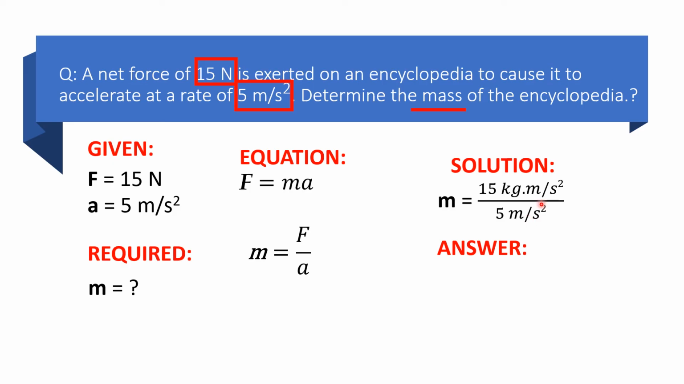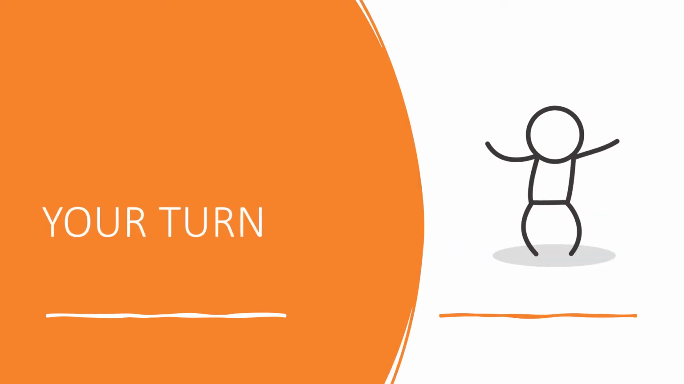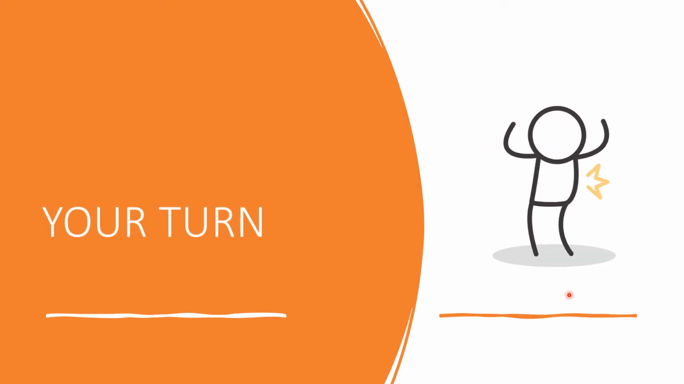As you can see in the problem, makakansel natin yung meter per second squared. So, cancel na natin yan. Kasi kung naka-Newton yan, we cannot cancel the unit, unless alam nyo na agad siya in your mind, pwede yon. So, solving this problem or calculating this, we can have the answer 3.0 kg. So, that would be the final answer. I hope you understand the lesson.